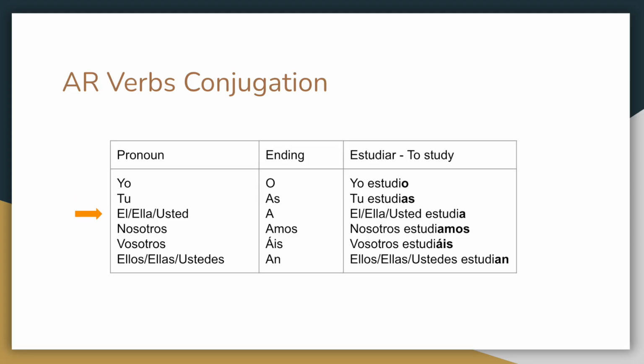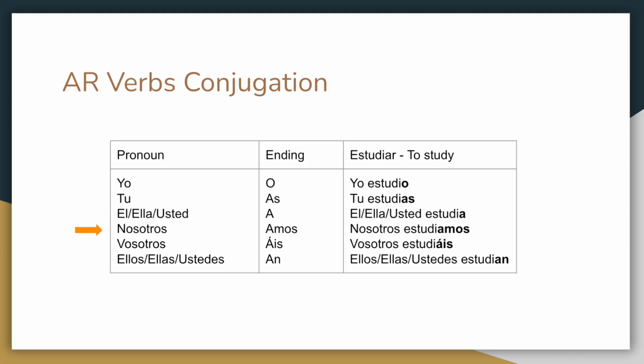Next is él, ella, and usted. So again, for these three pronouns, the ending or the pattern is the same. It's a. So you replace the ar with the pattern, so a. So it becomes él estudia if you want to say he studies or he is studying. Ella estudia if you want to say she studies or she is studying. And usted estudia if you want to say you formal are studying.